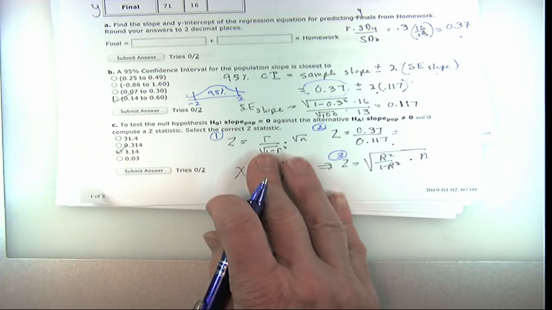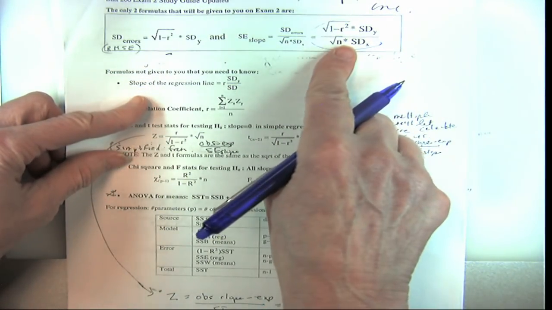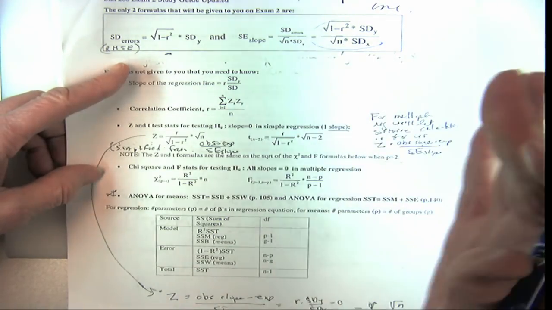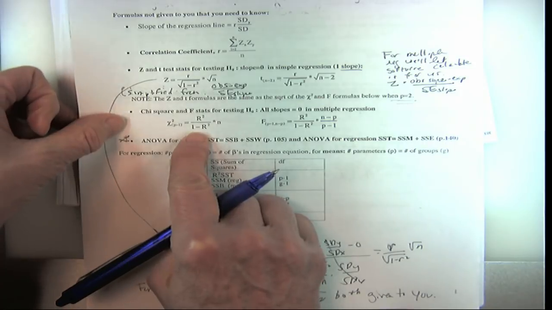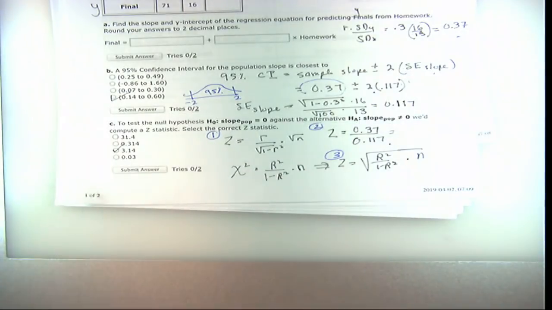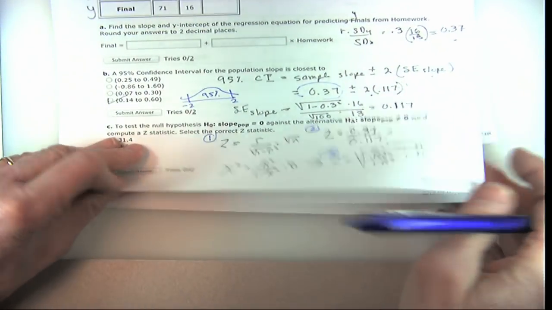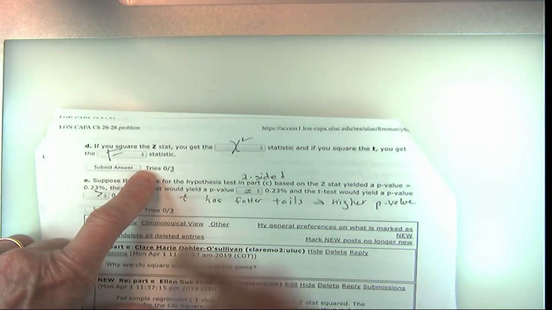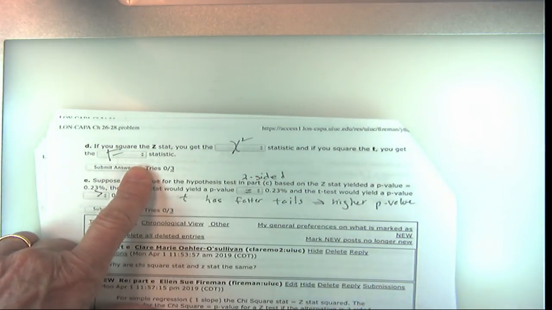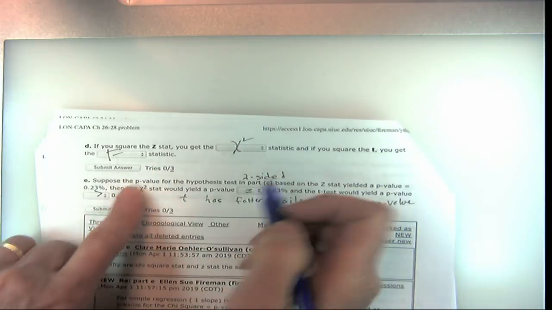Remember, this is not given to you, but this one is. So you could always derive it, or you could just remember this one and take the square root. Okay? Now, if you square the z, you get the chi-squared, and if you square the t, you get the F. This is only for one slope. This is when you just have one slope.